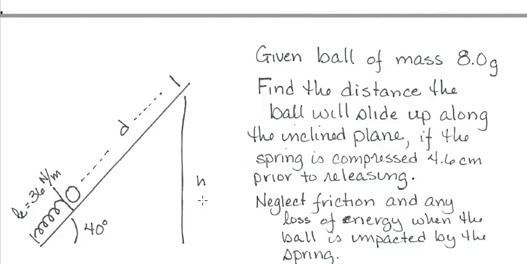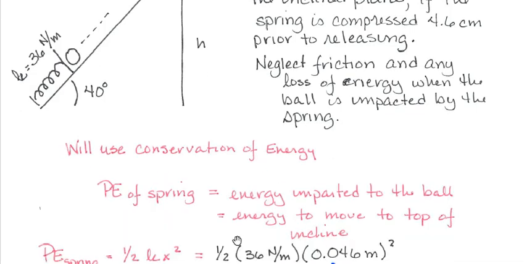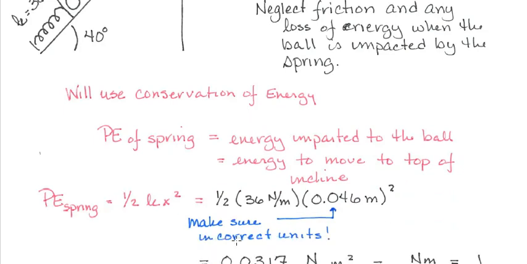And in this case, we want to see what's that distance that the ball is going to roll up if we're at a 40-degree angle. We're going to neglect friction this time, and we're going to neglect any loss of energy when the ball is impacted by the spring. So the first thing that we're going to have to do is think through the problem just a tad bit. We're going to use conservation of energy, and so whatever potential energy we put into the spring is going to be the energy that's imparted into the ball, and then whatever that energy is going to result in how far the ball is going to be able to go up to the top of the incline.